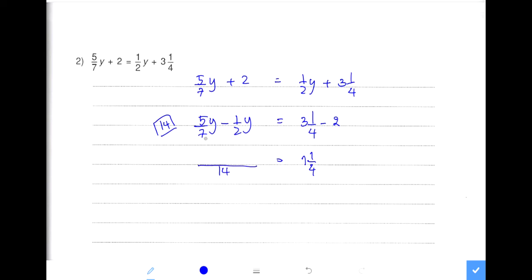On top, 7 changed to 14, you multiply by 2, so 5 times 2 is 10. So you have 10y, and then minus. This number 2 changed to 14, you have to multiply with 7. So that will become 7y. So 10y minus 7y is 3y over 14. The other side, change it to an improper fraction: 4 times 1 is 4 plus 1 is 5, so 5 over 4. So your y is going to be 5 over 4 times the opposite of 3 over 14, which is 14 over 3.